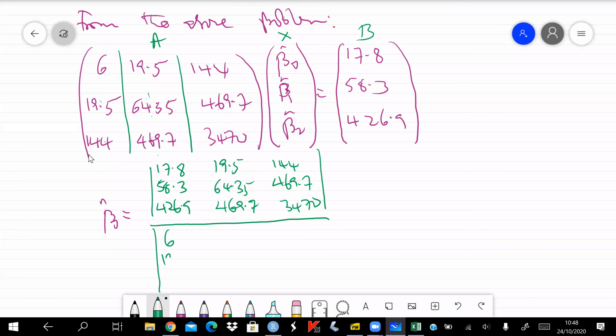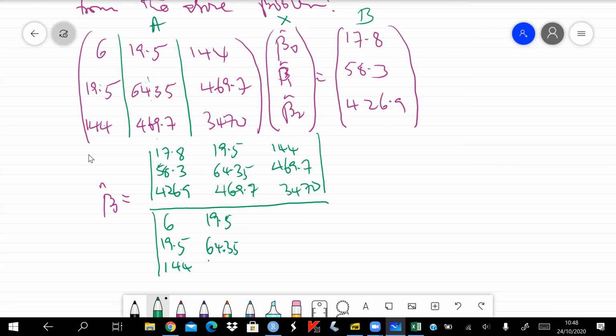We have 6, 19.5, then 144, then 19.5, 64.35, then 469.7, then 144, 469.7, then 3470, like that. So you find the determinant of the numerator, and the determinant of the denominator.